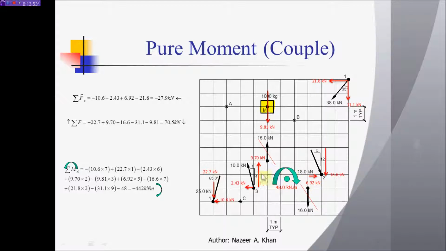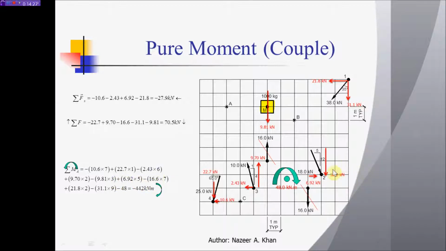The next one is 6.92 times the distance of 1, 2, 3, 4, and 5. 6.92 times 5. You have to ask yourself, if you had a lever off of here and this force was pushing it, which way would it turn that point? It would be going counterclockwise, so we have 6.92 times 5 in the positive direction.